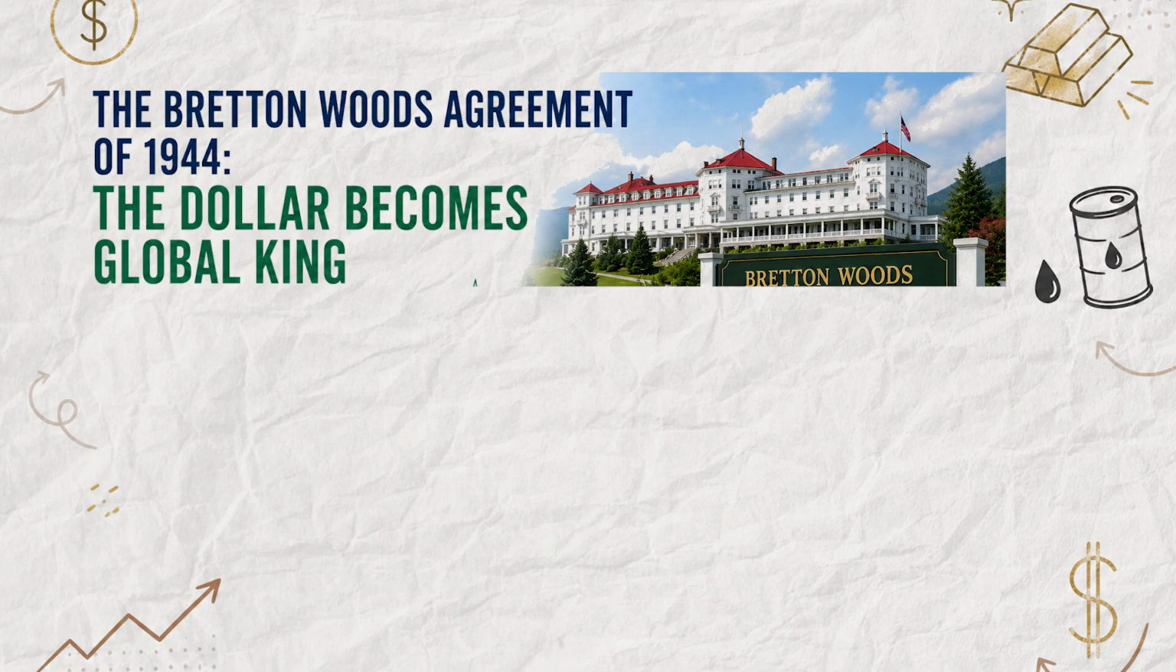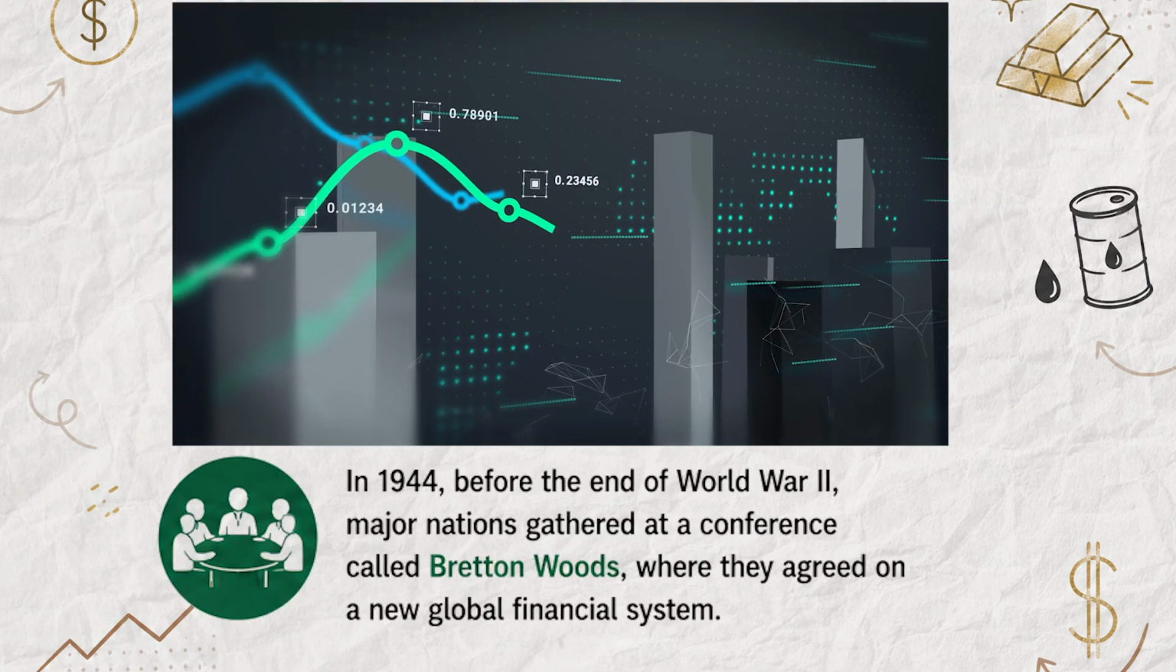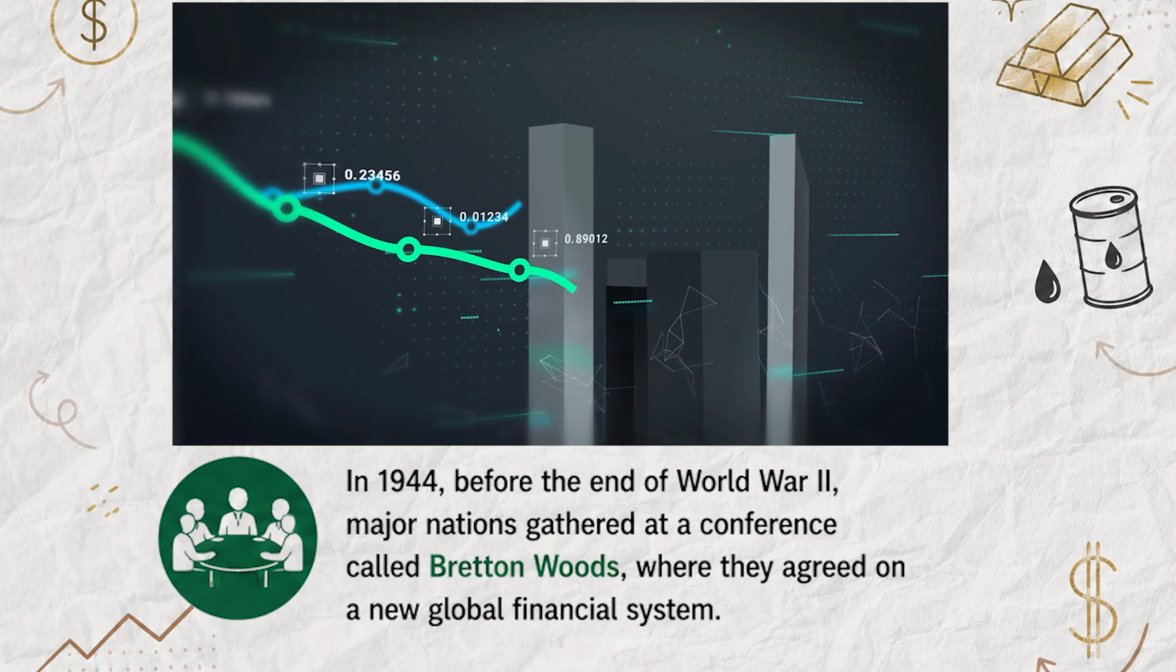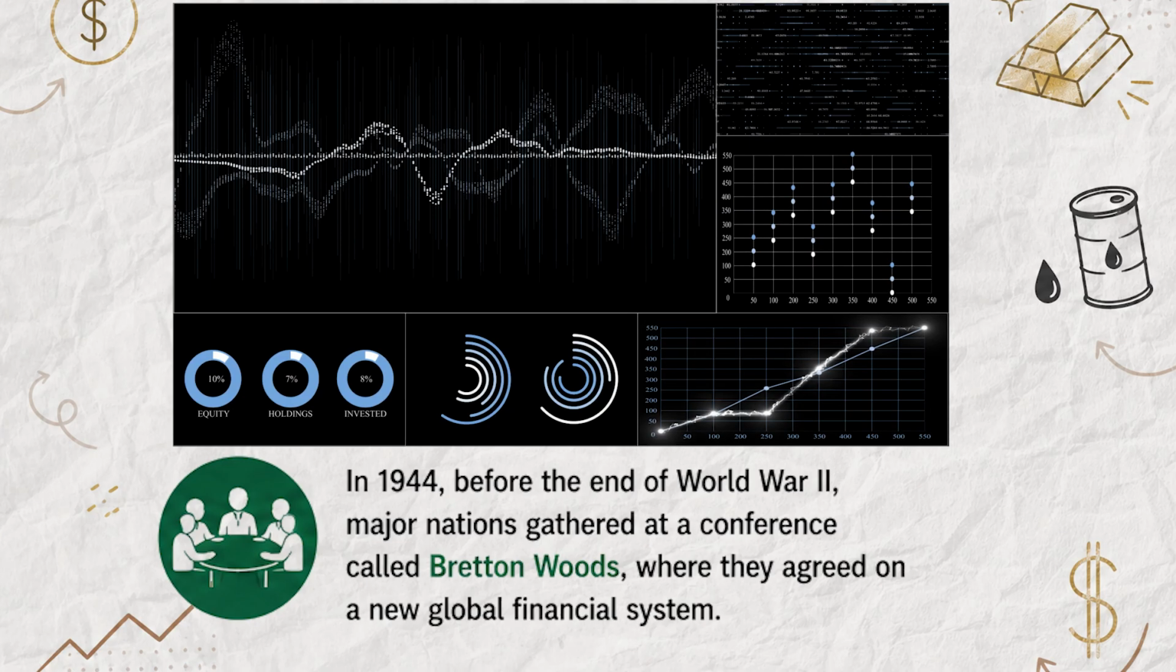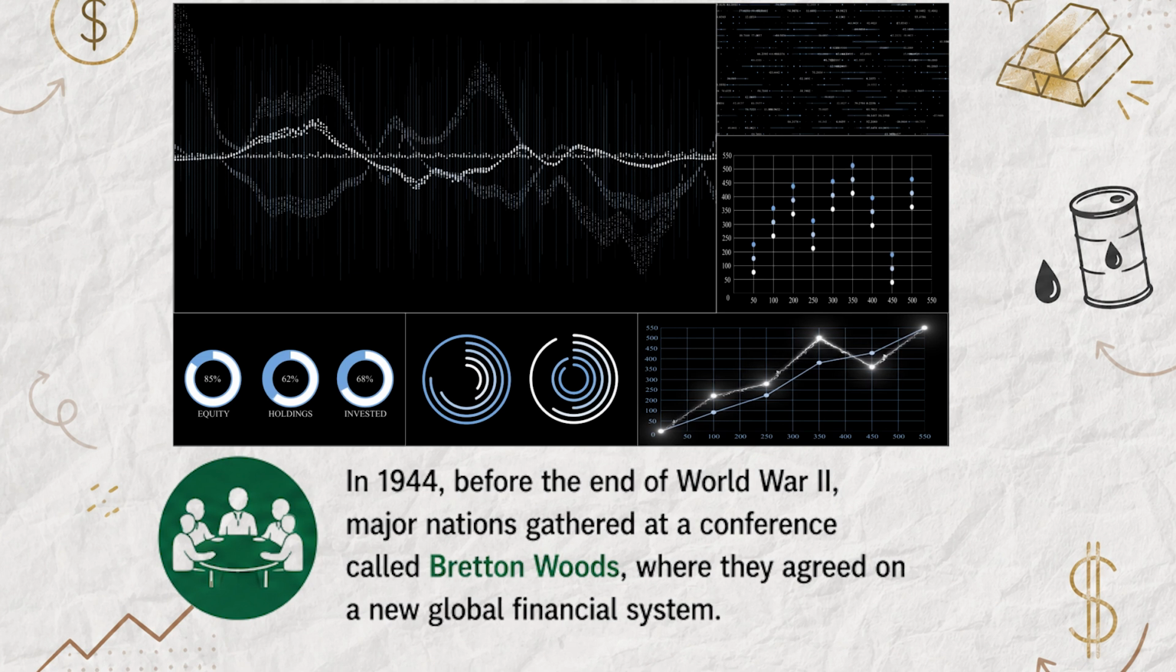The Bretton Woods Agreement of 1944. The dollar becomes global king. In 1944, before the end of World War II, major nations gathered at a conference called Bretton Woods, where they agreed on a new global financial system.